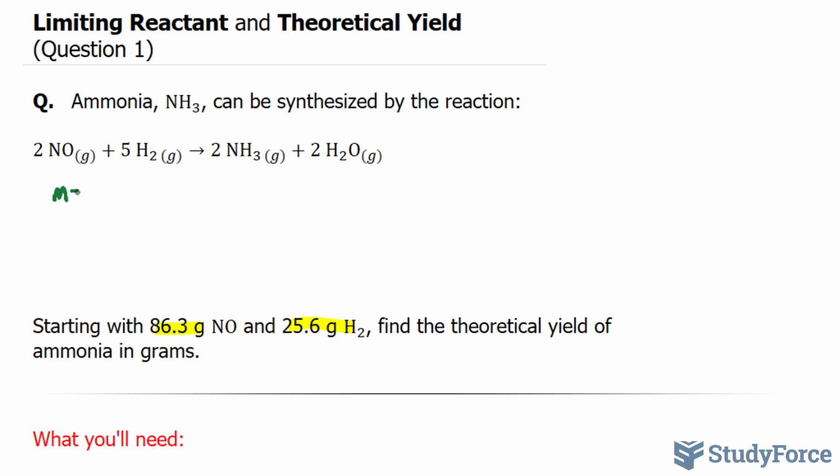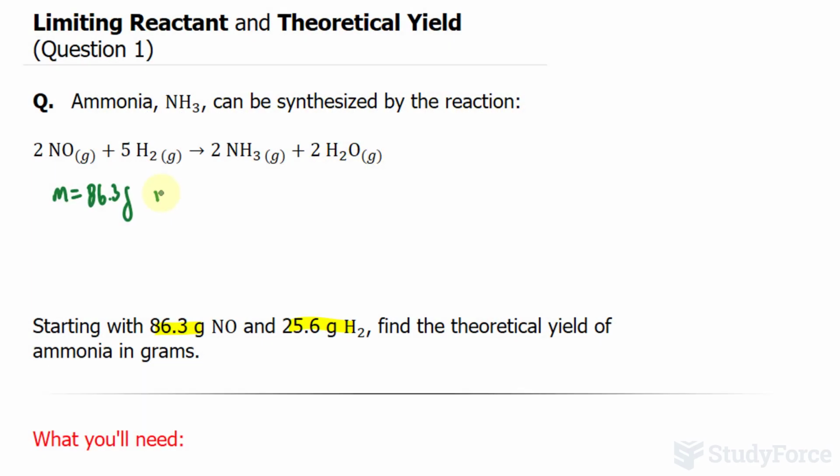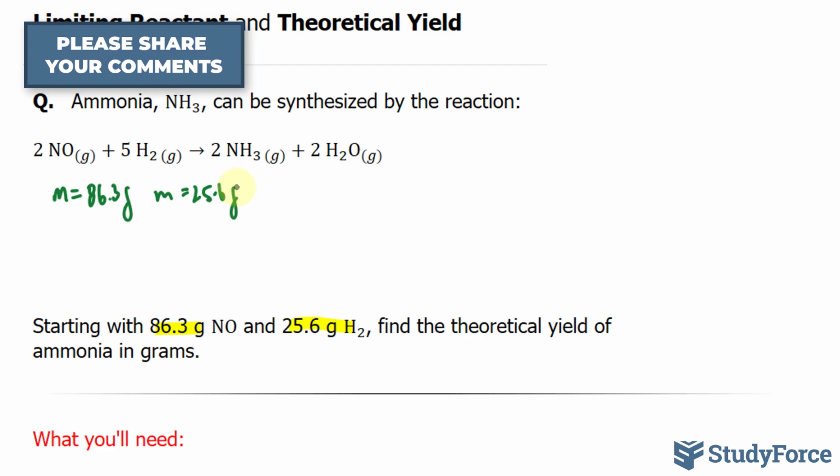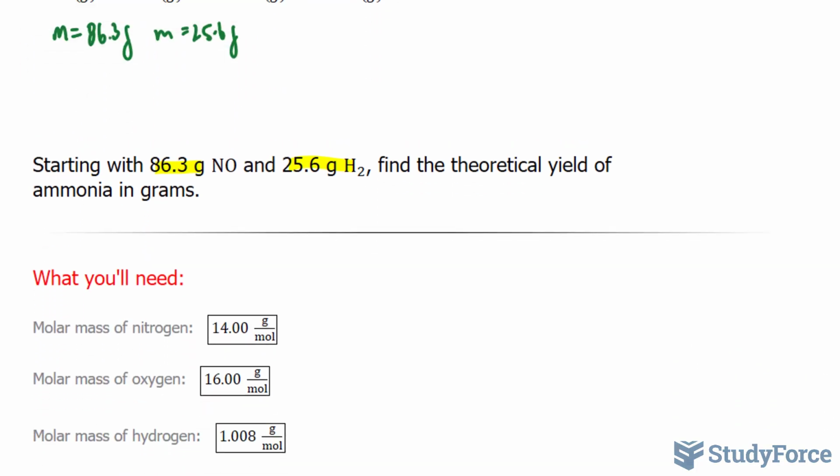So M is equal to 86.3 grams, and M for H2 is 25.6 grams. Using the mass and the molar mass, which I'll find next, I can find out the number of moles. So how do we find the molar mass? To do that, we'll need to use the molar masses of individual atoms found within each of these molecules.